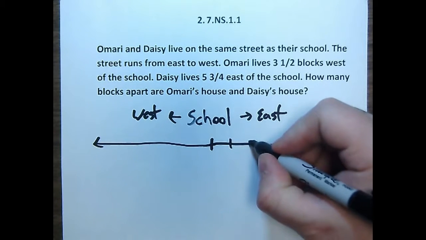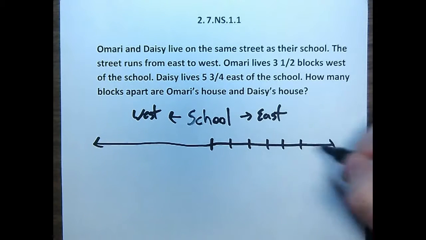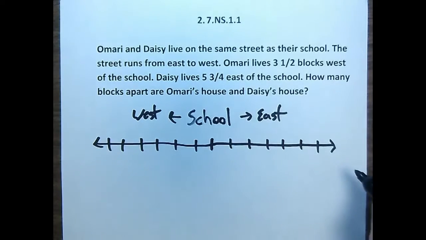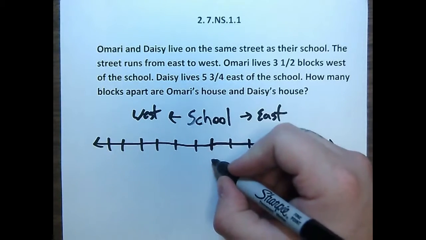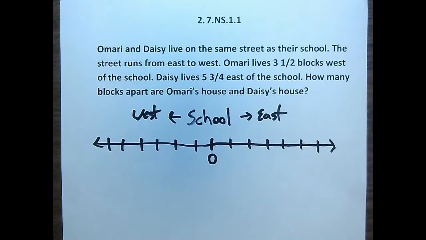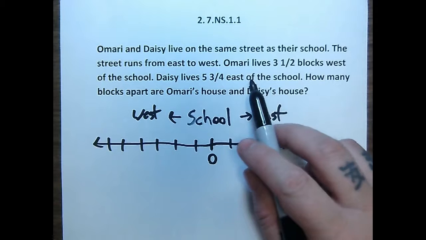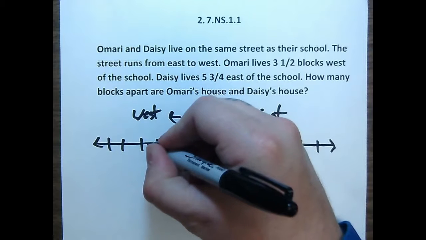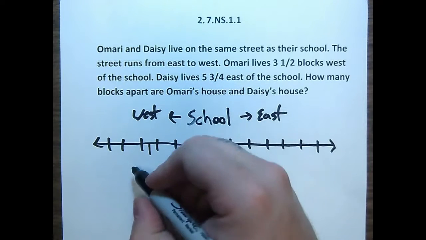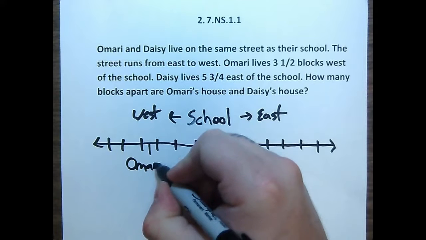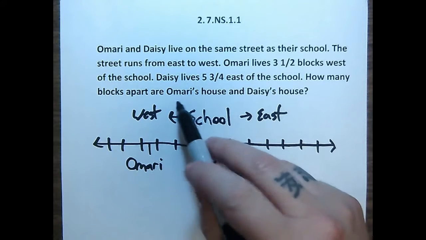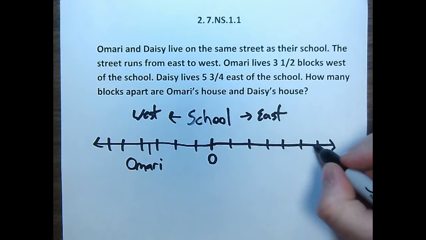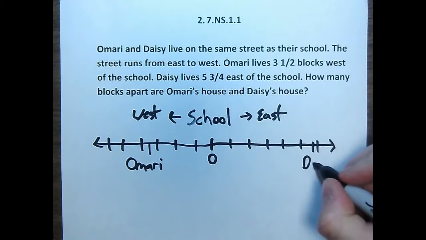We can have blocks from the school: 1, 2, 3, 4, 5, 6 on each side. It kind of looks like a number line, so we'll say that the school is 0. Omiri lives 3 1/2 blocks to the west, so 1, 2, 3, and 1/2 would be right about here, and this is Omiri. Daisy lives 5 3/4, so 1, 2, 3, 4, 5 3/4 right about here, and that is Daisy.